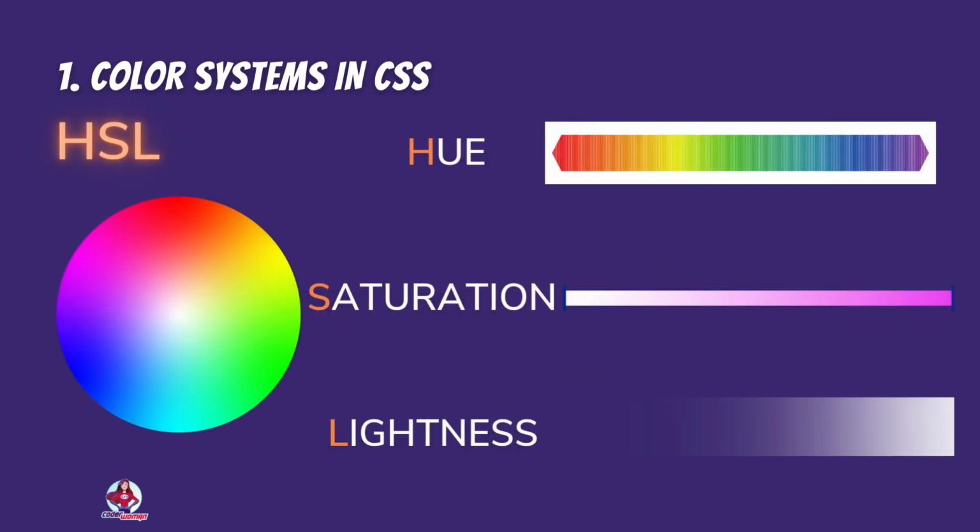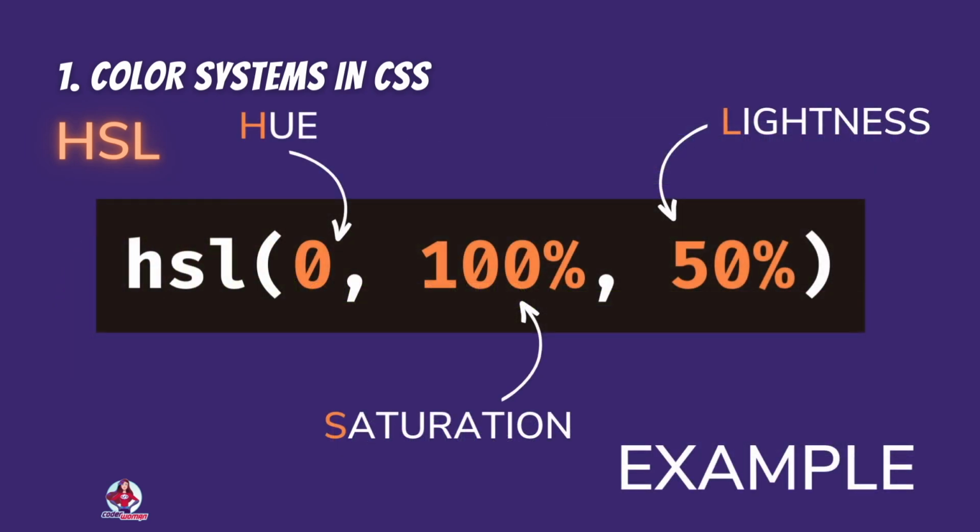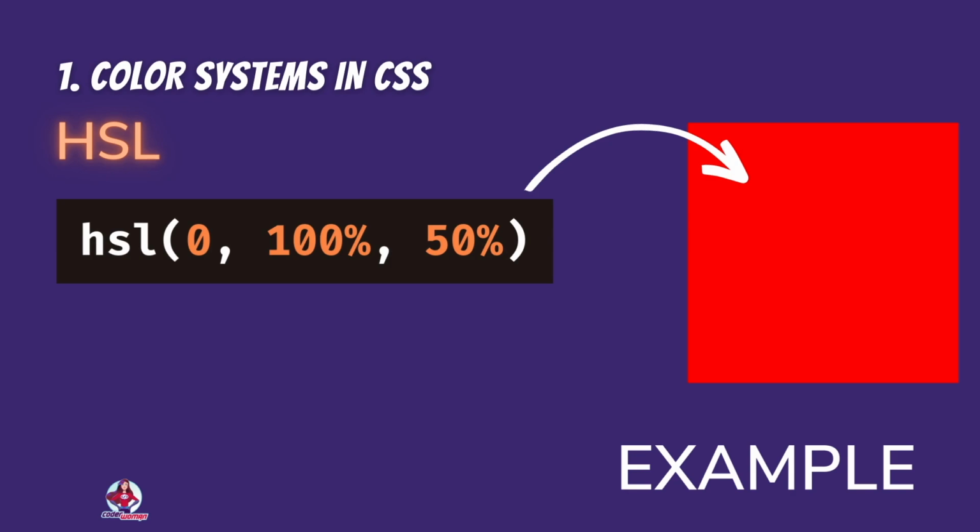HSL, hue, saturation, lightness, is like an artist's palette when you pick your hue on a color wheel and then adjust saturation and lightness. Hue represents the base color, saturation controls the intensity or purity, and lightness adjusts the brightness or darkness. It's like picking a color from a rainbow, then deciding how intense and bright you want it to be.